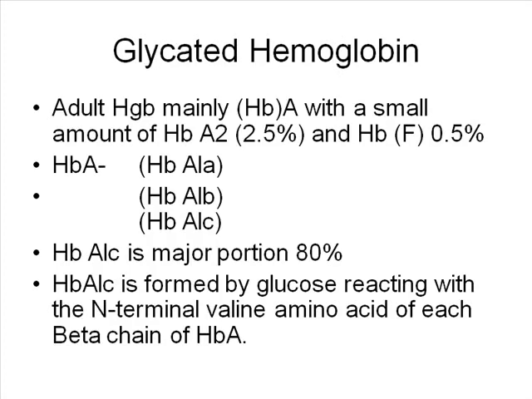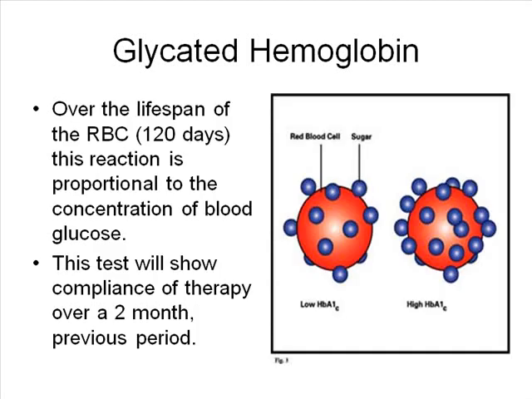Glycated hemoglobin, or hemoglobin A1C, what is that used for? Determining long-term glucose or insulin therapy. So normal is anywhere from 5 to 6%. If you are over that into the 7.5 to 8%, then that's a high amount of glycated hemoglobin.